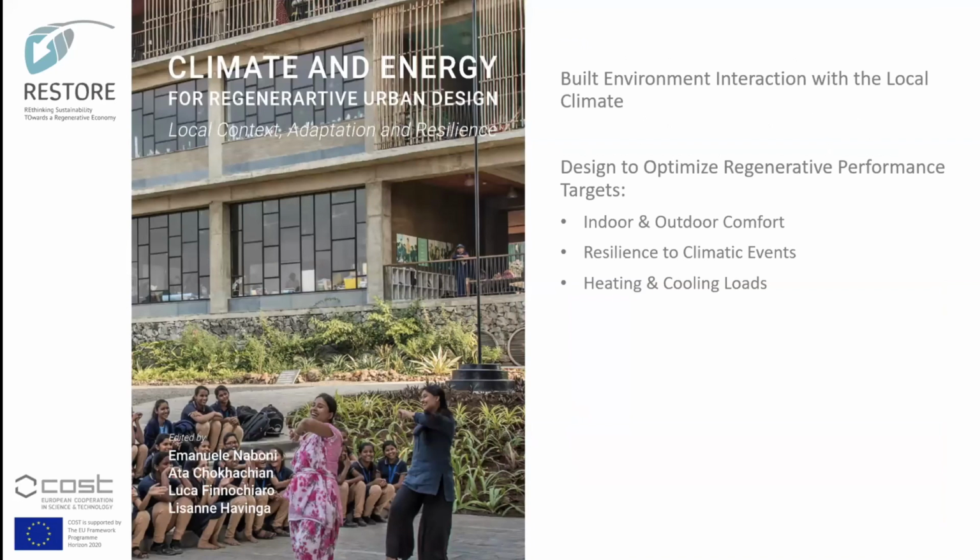So the next chapter, the third chapter, is on climate and energy for regenerative urban design, local context, adaptation, and resilience. So it is very much focused on the interaction with the local climate. It focuses both on indoor comfort and indoor energy use, but also on urban microclimates and how design can be used to create better outdoor comfort, and how regenerative design can be resilient to climatic events, and how to optimize and reduce heating and cooling loads.